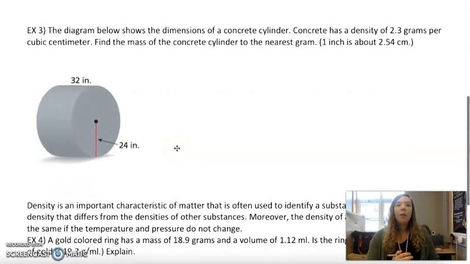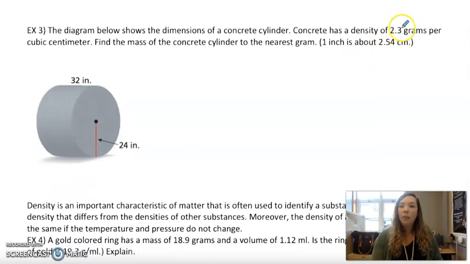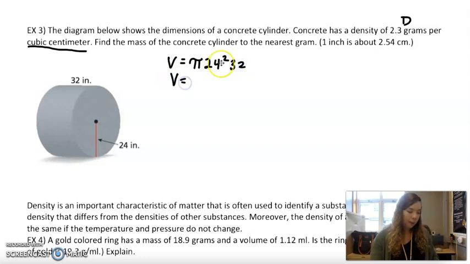Example 3. The diagram below shows the dimensions of a concrete cylinder. Concrete has a density of 2.3 grams per cubic centimeter. Find the mass of the concrete cylinder to the nearest gram. So it looks like we're doing inches, but then here we have cubic centimeters, so you have to keep an eye on that because we're switching volume units. So let's go ahead and find the volume in inches. We would have pi times 24 squared times 32. And let's leave that in exact form for now.